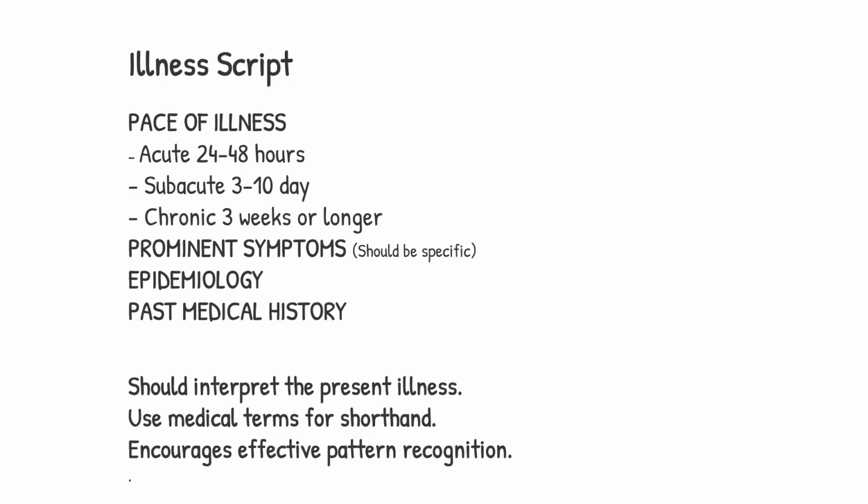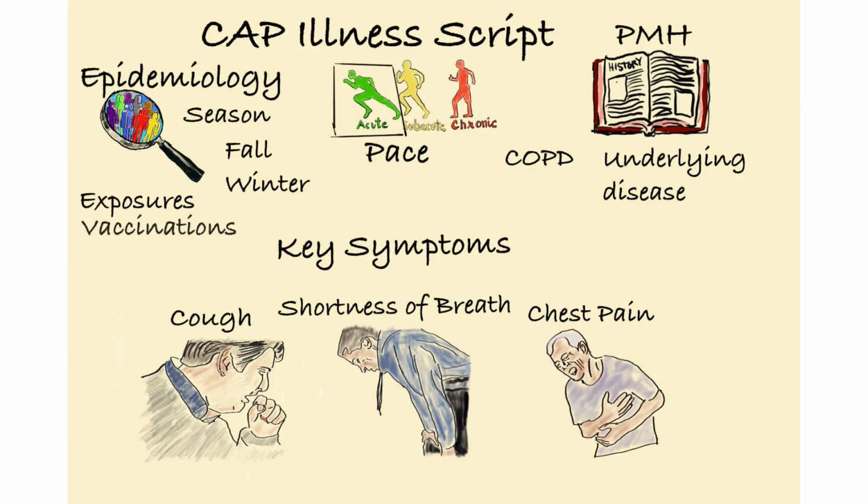You should interpret the present illness and use medical terms for shorthand, such as anorexia, myalgias, dyspnea, dyspnea on exertion, etc. Creating these carefully organized summaries encourages effective pattern recognition. As emphasized on this sketch note, in summarizing an illness script for CAP, epidemiology should include sick contacts, season, travel, other exposures such as time in small closed public spaces, and finally, vaccinations received should be included.